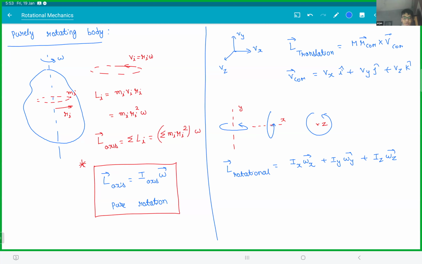So if the body is translating as well, then can we write that mvr part separately along with the pure rotation part? Not yet, we will do that next. If you have translation plus rotation, then we will add them.